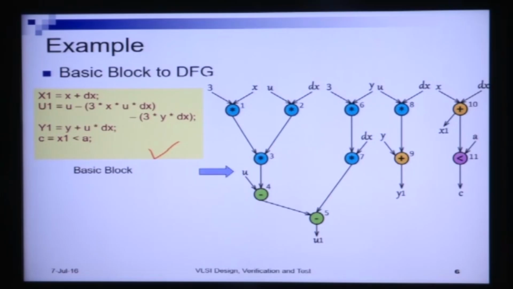Similarly, we obtain the y1 and c variables as outputs of the operation number 9 and operation number 11 respectively. Now given this data flow graph, we have to obtain the operation constraints graph.